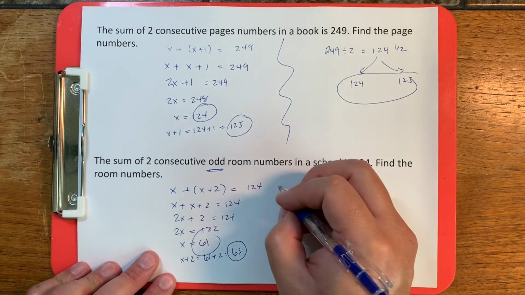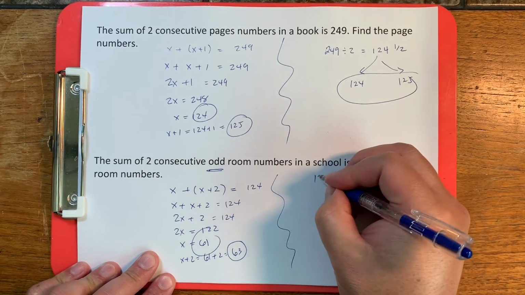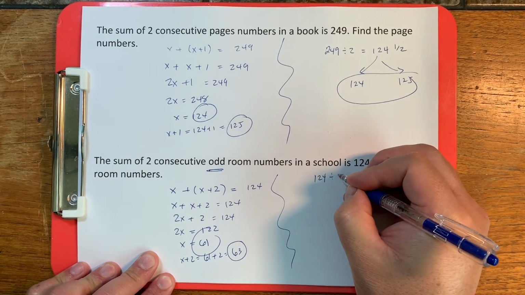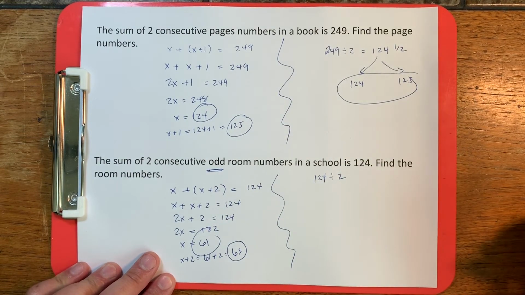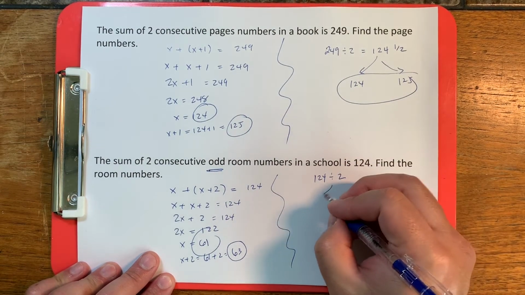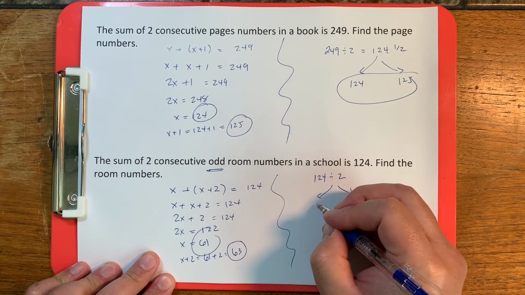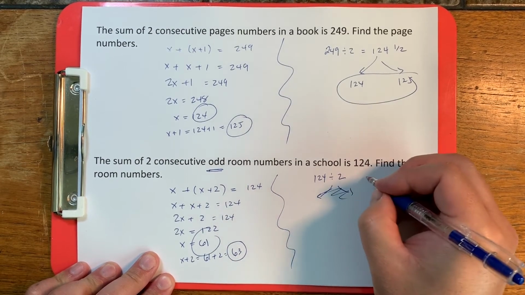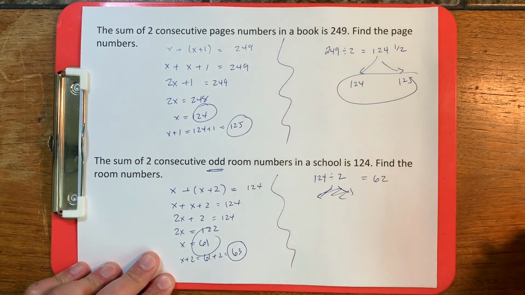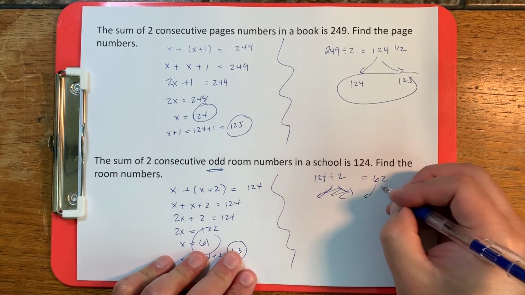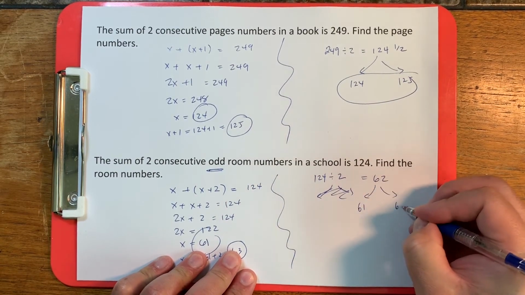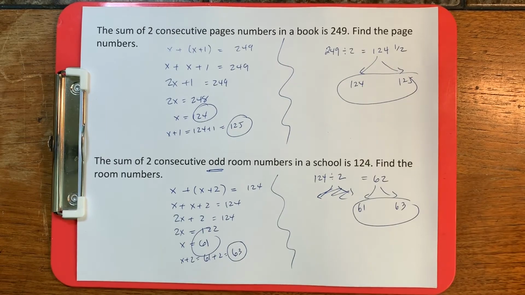Now, if we do the cheat method, we're going to divide 124 by 2, and we're going to get 62. And if you ask me, what are the odd numbers smaller and bigger than 62? That'll be 61 and 63. And you can see we get the same answer.